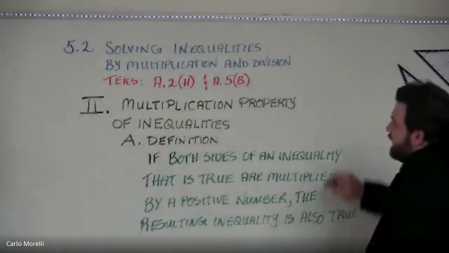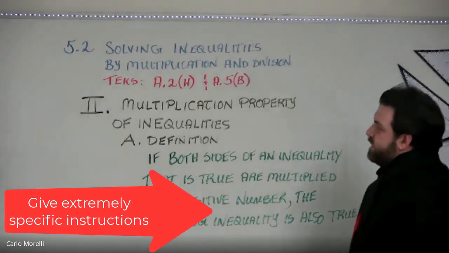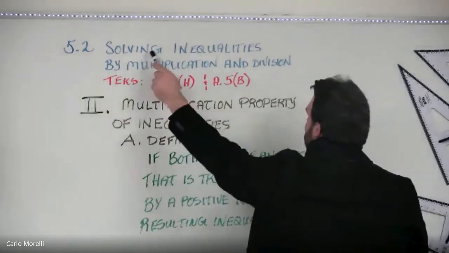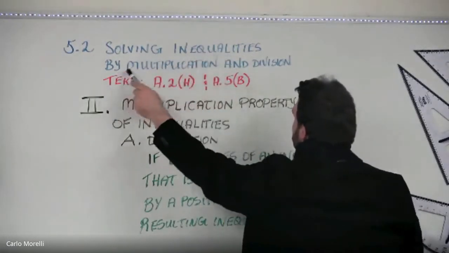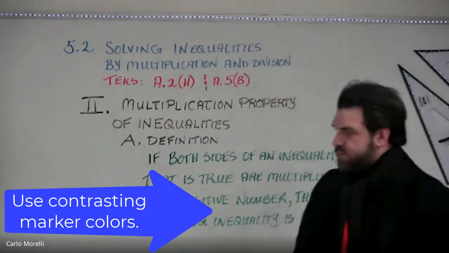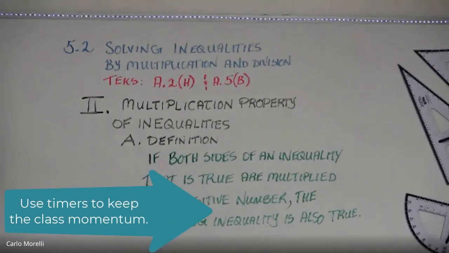What I want you to write down is just the blue. Okay, write 5.2 and then write solving inequalities by multiplication and division. So just write down the blue. And we're going to dedicate 1 minute to this task.